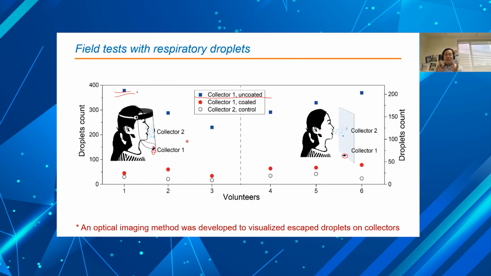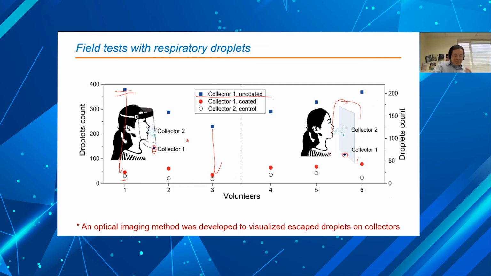Now, the number of droplets emitted by people is greatly different. Depending on how you read, how you sing, what language you were using, the droplets are very different. But for every person, after you apply the coating, you can greatly reduce the level of escaped droplets, almost to the baseline level. So the baseline is basically a collector put outside the screen. There shouldn't be any direct droplet deposition. So this indicates that you can use this coating to greatly suppress aerosol bouncing and aerosol diffusion. They are much better at capturing aerosol and limiting the range of the spread.